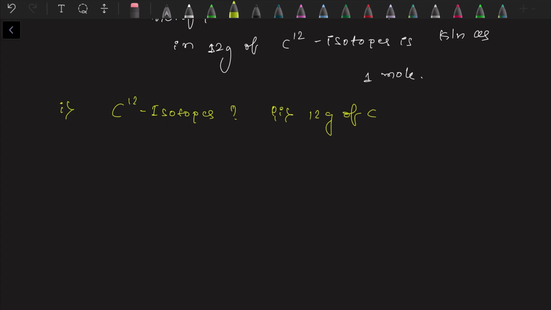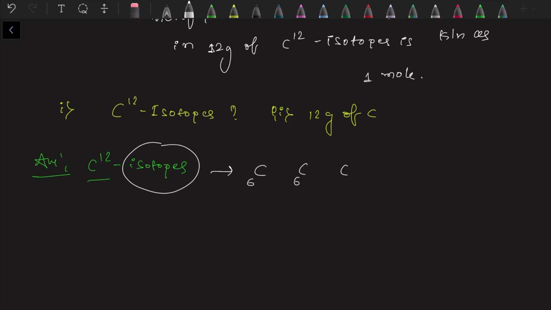So the first thing you need to understand is that C12 isotope, the name itself says, isotopes are nothing but the compounds or elements which have the same atomic number but different atomic mass. You just remember now, carbon 12 isotope is the most stable one compared to carbon 13 and carbon 14. Because of this stability only we are using C12 isotope over C13 and C14. This is the first thing you need to remember.